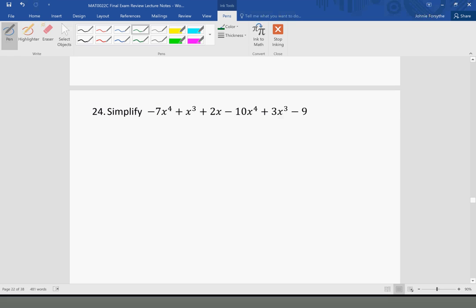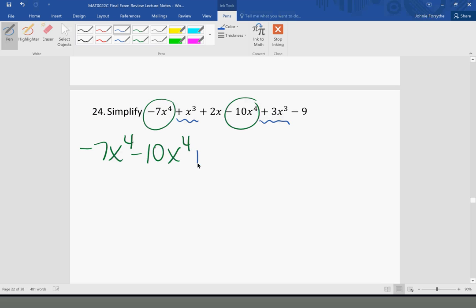24. Now we're in chapter, I think, 4. Simplify. So we're going to combine all of our like terms. Let's see, and we want to write it in standard form. Let's put our exponents in decreasing order. So we've got x to the 4th, so negative 7x to the 4th minus 10x to the 4th. Next we have x to the 3rd, so plus x to the 3rd plus 3x to the 3rd. And then we have an x term, 2x, and we have a constant, minus 9.